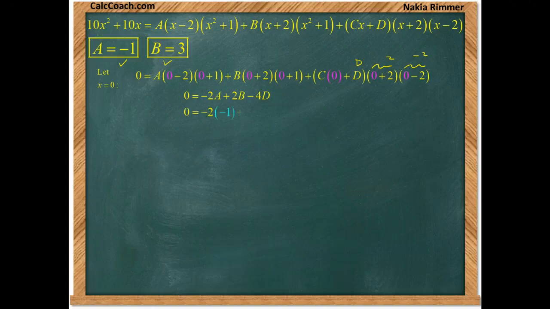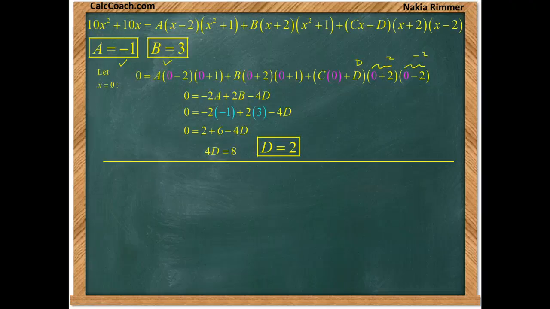But knowing that a is negative 1 and b is 3, we can plug them in, and we have 2 plus 6, or 8, minus 4d, or that 4d is 8, so we know that d is 2. Great. Now we're going to let x equal 1. Plug it into the left-hand side, we get 20, 10 plus 10.